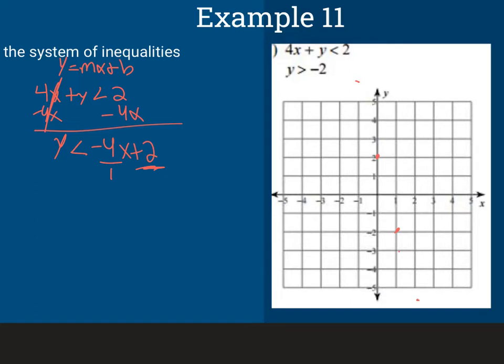Now what we do notice here is that the inequality is just less than, all right? So I'm not going to do a solid line now. I'm going to do a dashed line. And there we go. Now, it says less than, so I need to shade in all the y values less than this equation. So I'm going to shade in all this area right here.